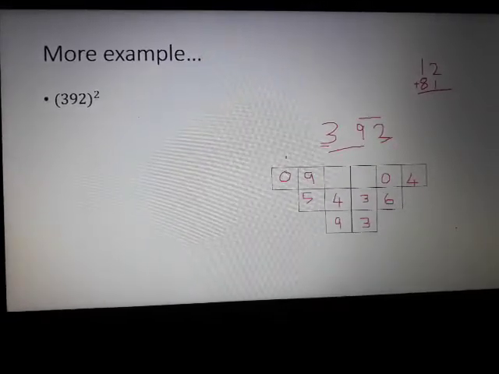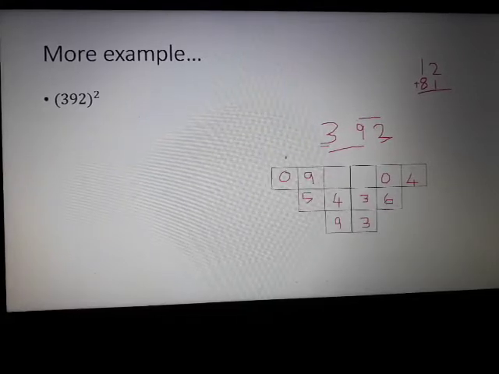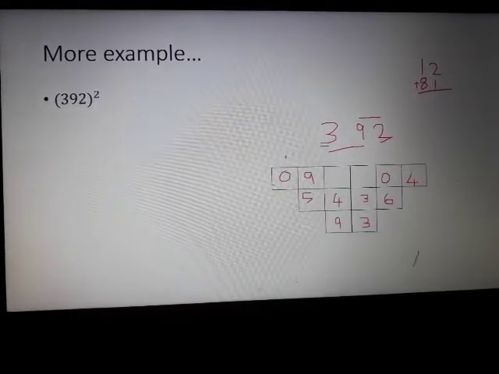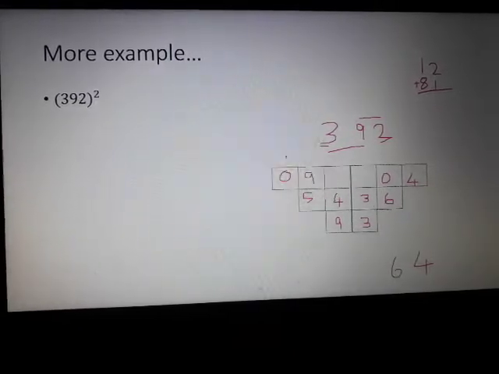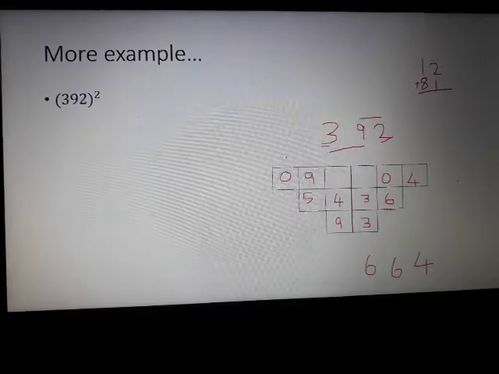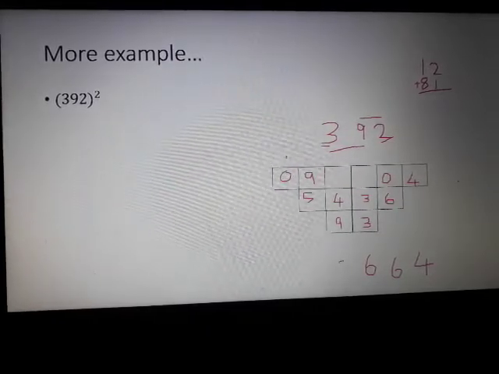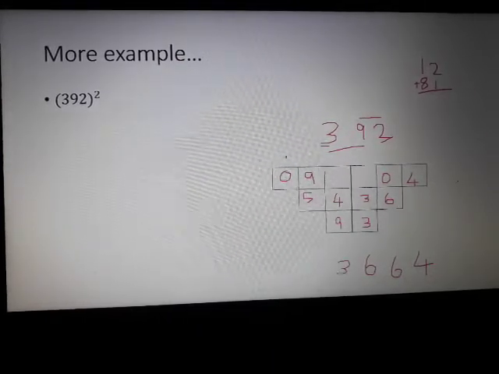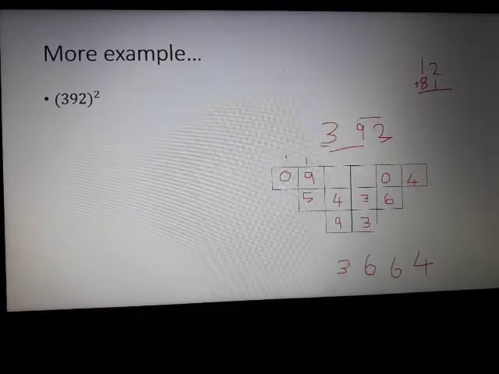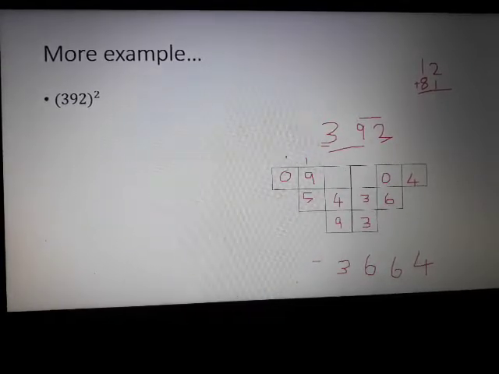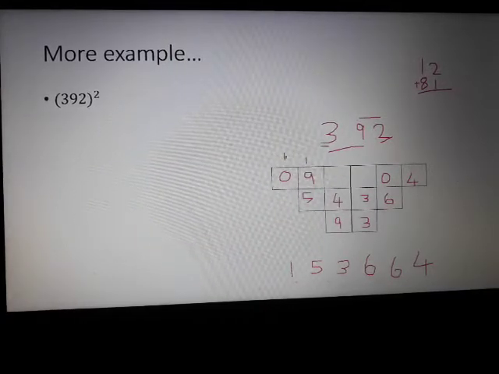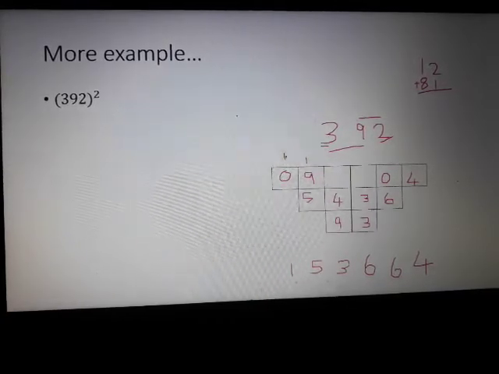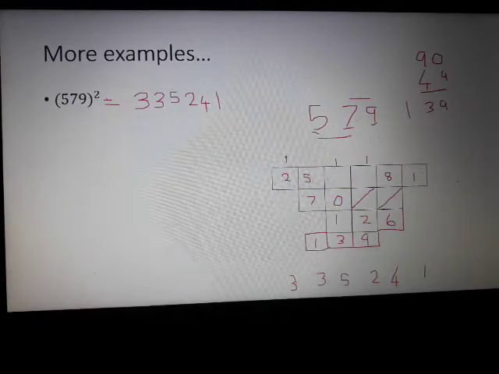And in the final step, add vertically from top to bottom, starting from the last column. Over here we have just 4. Bring down 4. 0 plus 6, 6. 3 plus 3, 6. 9 plus 4, 13. Right, 3, put 1 carryover. 9 plus 1, 10. 10 plus 5, 15. 1 carryover. 0 plus 1, 1. The result is 153664.